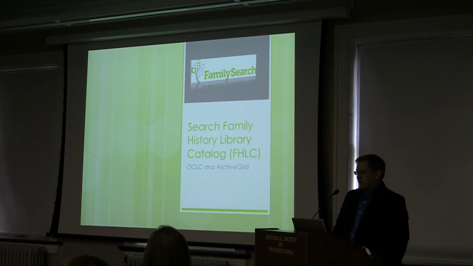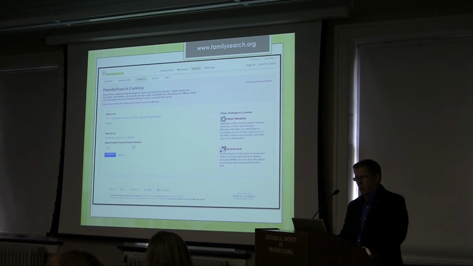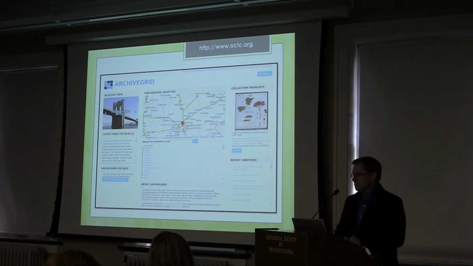Search the Family History Library Catalog. We talked about OCLC and Archive Grid. So when you go on FamilySearch and you go into the catalog, you want to search that by searching on WorldCat and/or Archive Grid. When you search those, you can find those archives near you and the ones that may have a location for you with records about your family.